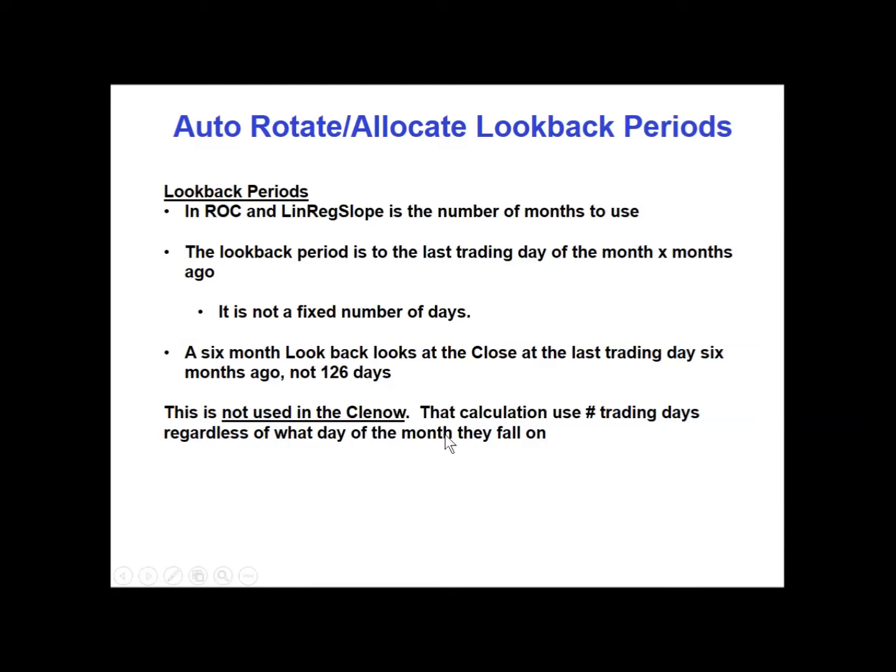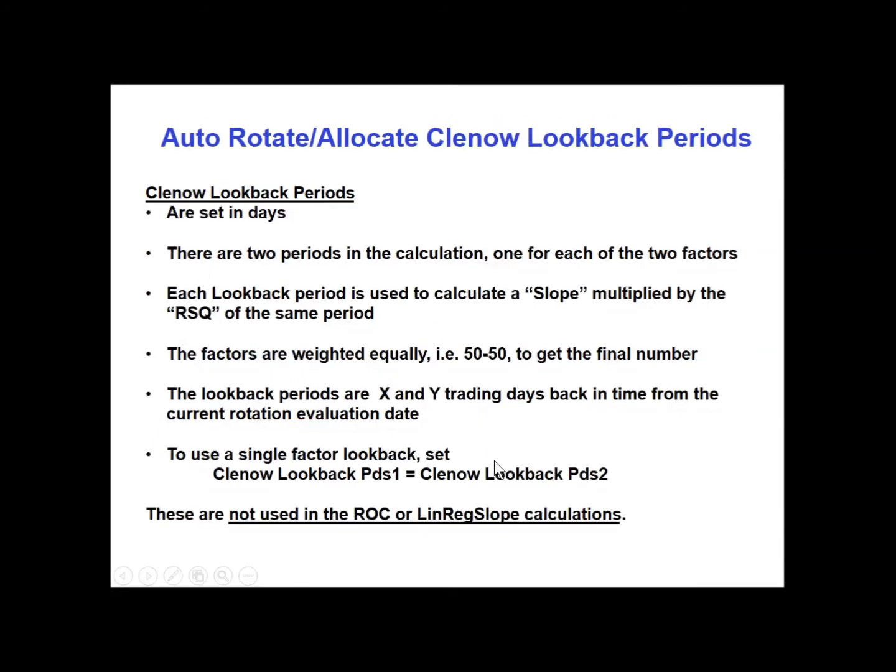Now, these are not used in Clino, because that uses trading days, regardless of when they fall. So let's say I'm on May 30th, and I'm looking back 3 months on the ROC and LinReg slope, I'd look at February 28th. If I'm using Clino, I'm going to look back, let's say, 63 days for 3 months. Now, I don't know when that's going to fall, but it falls where it does. They're not that sensitive to these.